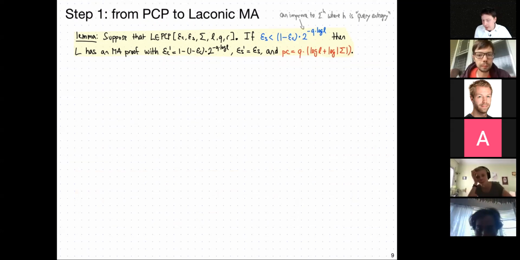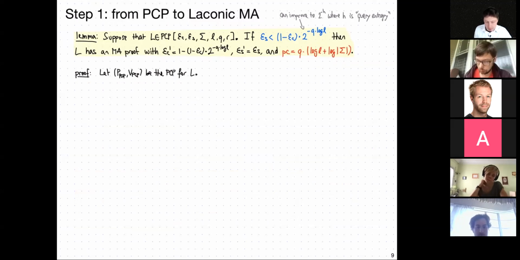And actually, if you want to be super precise, the real thing that you want to pay for here is not really q log L, it's something more related to the query entropy. Okay, so the more predictable your queries are in a very precise sense, the bigger is this sort of forbidden regime.